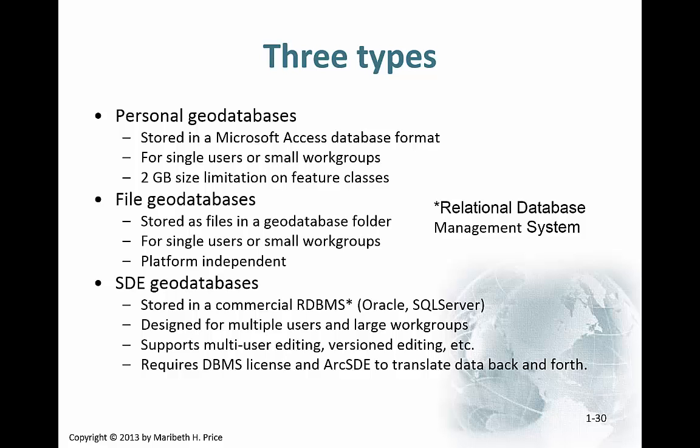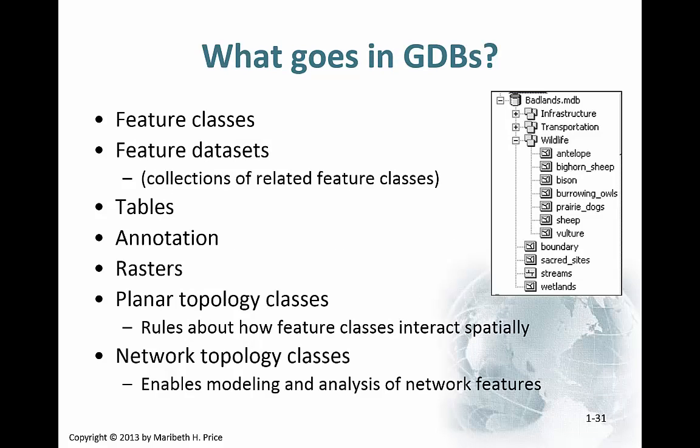There are 3 different types of geodatabases. The personal geodatabase uses the Microsoft Access data format. However, it's limited in size to 2 gigabytes. The file geodatabase is stored as multiple files in a geodatabase folder suitable for small work groups. The SDE database is designed for multiple users in large work groups.